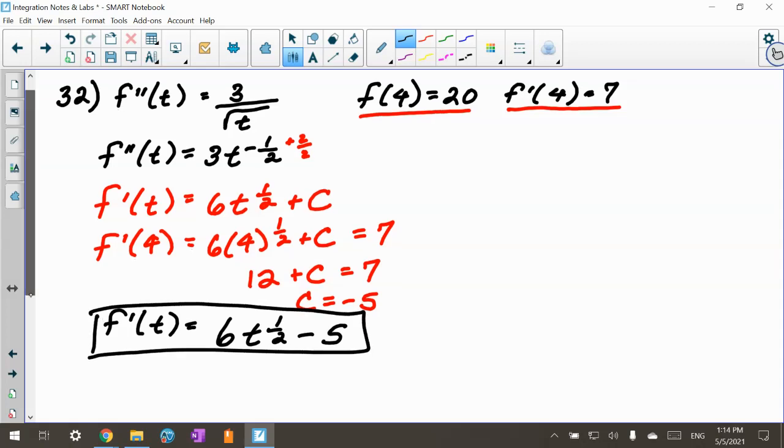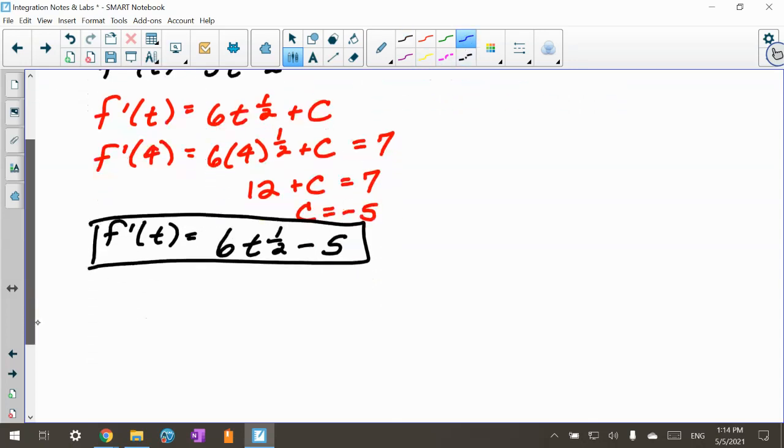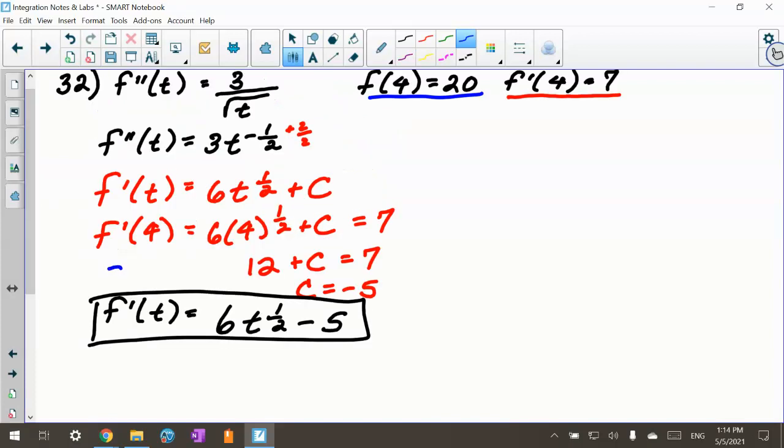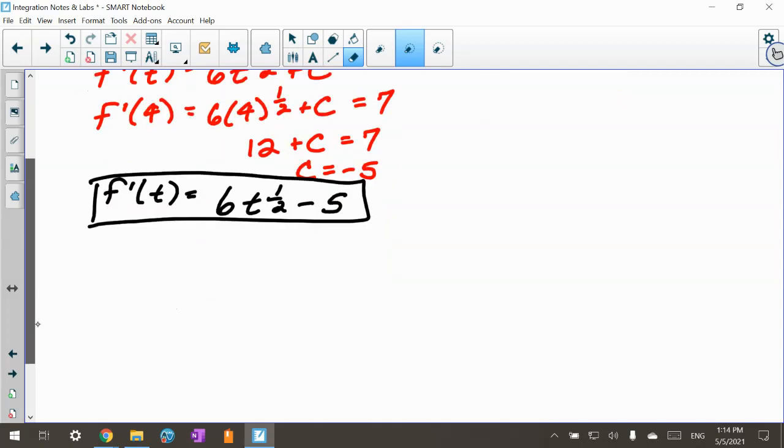Okay? Now I'm going to go backwards. I'm going to use this information here. So I should actually change this and make this blue. So I'm going to do my original function. I'm going to use f of 4 is 20 when I get done. But first I have to do my antiderivative of f prime of t.